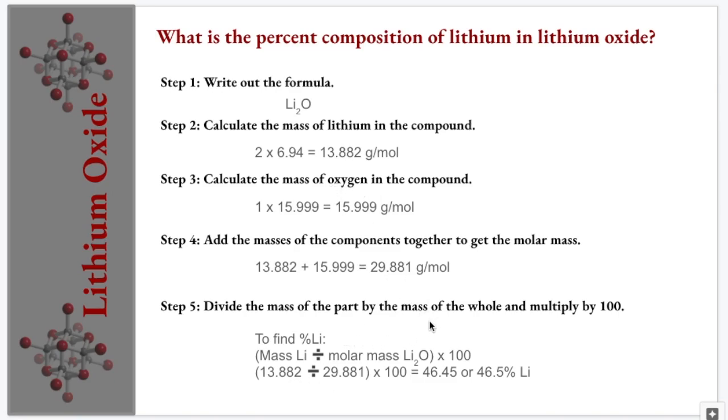Okay, we could go through the calculation of oxygen and do the same thing. So if we were finding percent of oxygen, it would be the 15.999 divided by the whole, which is 29.881, times that by 100. Or what we could do is we could just subtract. So 100 minus the 46.5, and it would be 53.5. So either way, since there's only 2 elements in this compound, we can just subtract from 100, or we could go the long way and do the 15.999 divided by the entire molar mass.